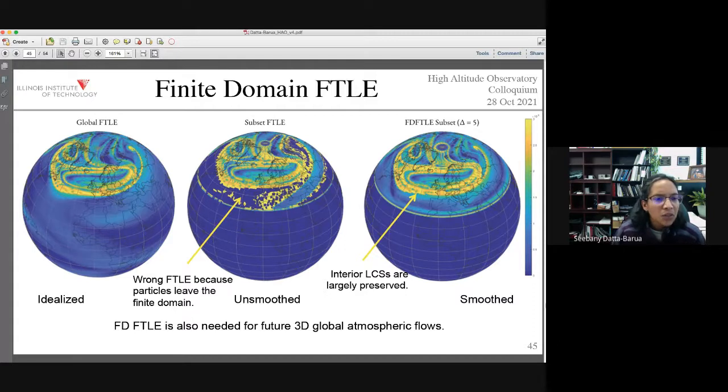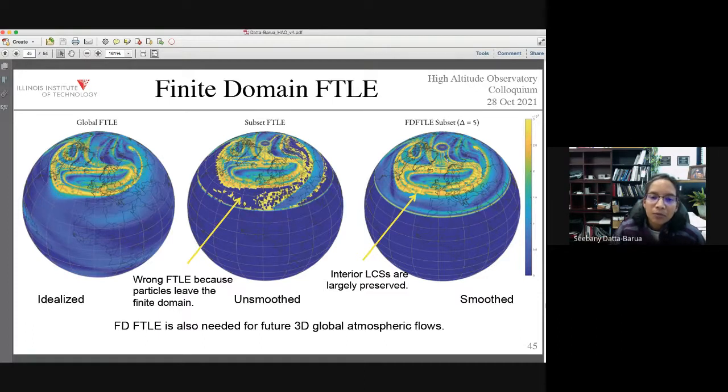So this is basically kind of where we are right now. If you have a global flow specification, this is sort of what the idealized case would look like. If you just crop those velocities and don't change anything about your calculation, then those particles that go out of the flow field, you don't end up with meaningful FTLEs, and therefore your Lagrangian coherent structures get all messed up. And so this smoothing process outside the region really does preserve the LCSs in the interior.